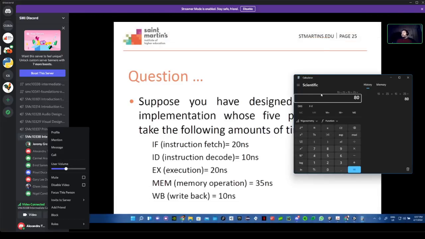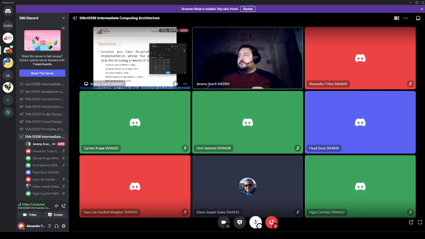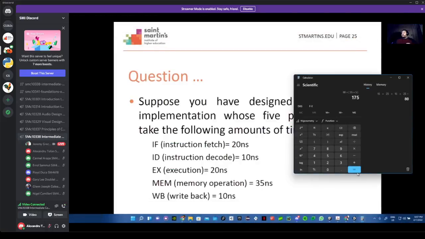And if we had to calculate it in terms of a percentage, it's 45% of the execution that is wasted. That is significant, essentially.